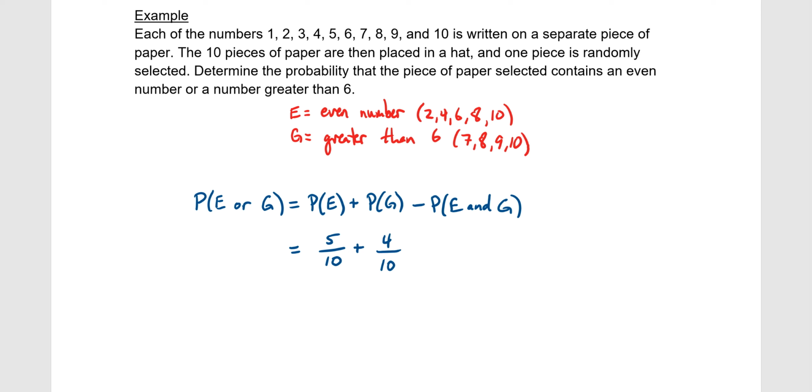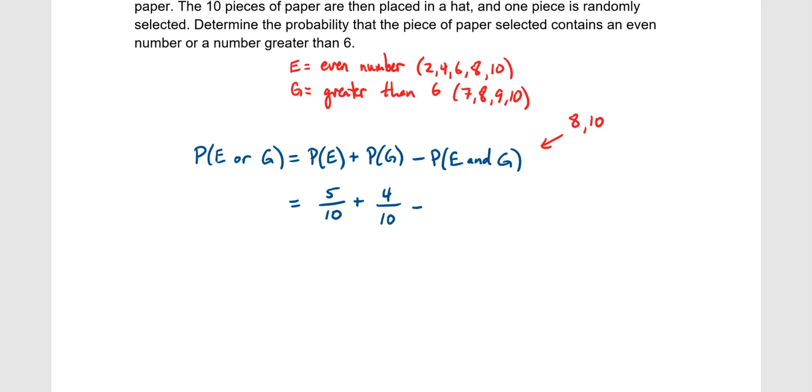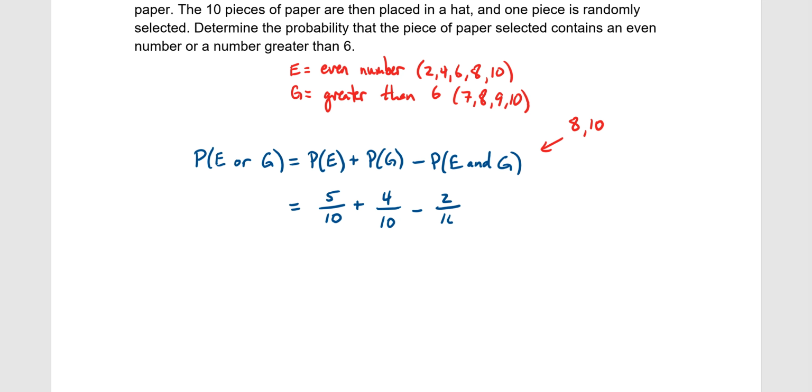And next, we have to subtract off what they have in common. So we need an even number that is greater than 6. So an even number greater than 6 is going to be 8 and 10. That's going to be 2 outcomes. So that's going to be minus 2 over 10. 5 plus 4 is 9, minus 2 is 7. That gives us a probability of 7 over 10.